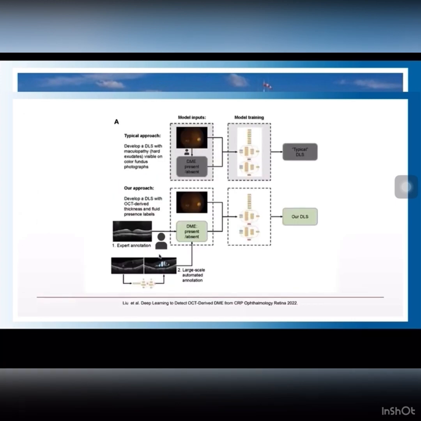Now let's take a look at this figure, where the upper part shows a conventional or typical deep learning model for detecting diabetic macular edema from color retinal photographs, which was trained by data from color retinal photographs only. To better detect diabetic macular edema from color retinal photographs, let's take a look at the lower part. We propose training from data on presence or absence of center-involved diabetic macular edema from OCT images, by interpretation by either experts or automated annotations, and transferring the label data to the color retinal photographs.